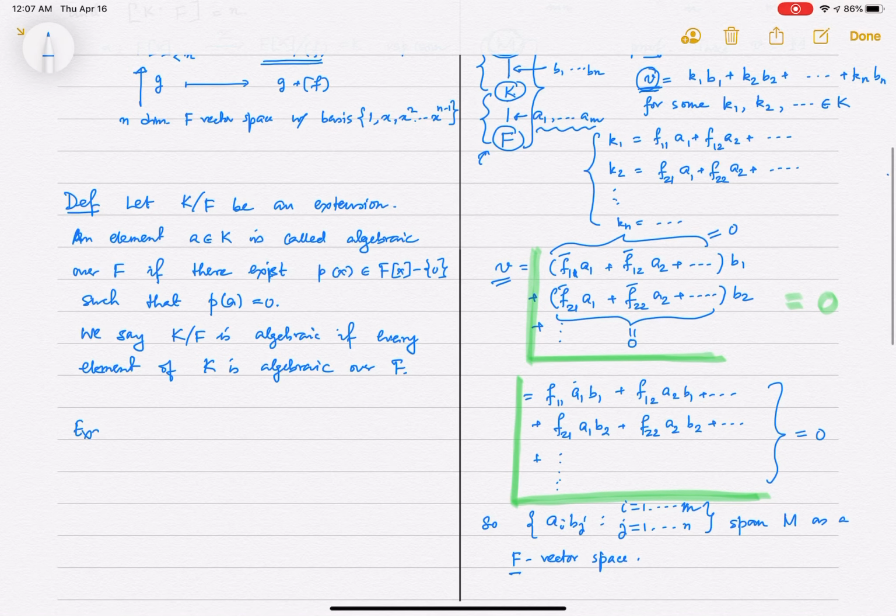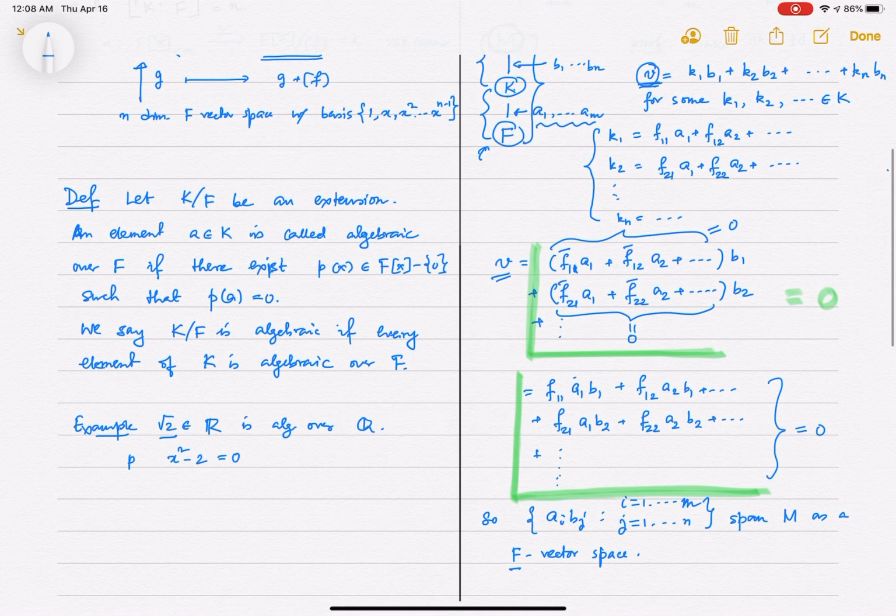So for example, root 2 in R is algebraic over Q because this number satisfies a polynomial equation. This is a polynomial with coefficients in the small field, and P of root 2 is 0. So it's a root of an algebraic equation, so it's called an algebraic number. Similarly, this is called an algebraic element over F. Whereas pi is not algebraic. Those are called transcendental numbers.